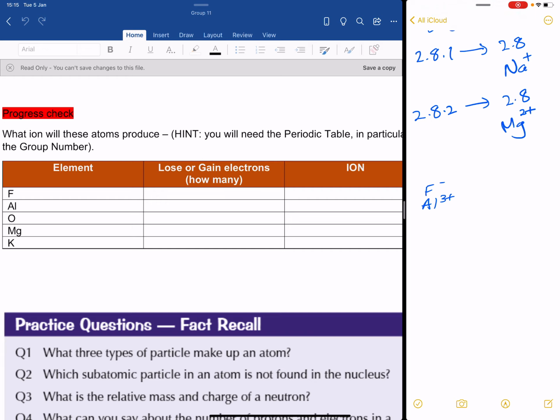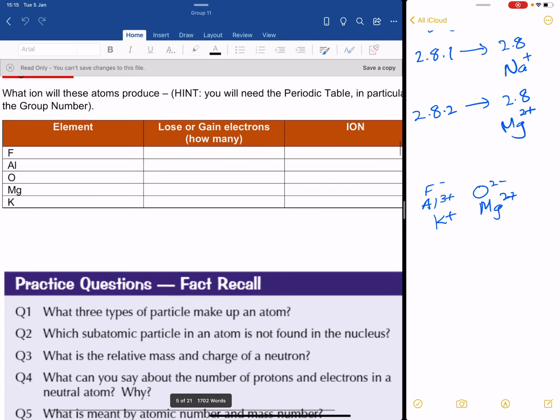Oxygen is a non-metal, so non-metals gain electrons. It's in group 6, which means it's got 6 electrons in the outer shell. It gains 2 more to make that magic number 8. So it will become O2 minus. Magnesium is a metal. Metals lose electrons. Its atomic number is 12, so it's 2,8,2. It will lose 2 electrons to become Mg2 plus. And potassium is in group 1, 2,8,8,1, atomic number 19, so it will lose 1 electron to become K plus.